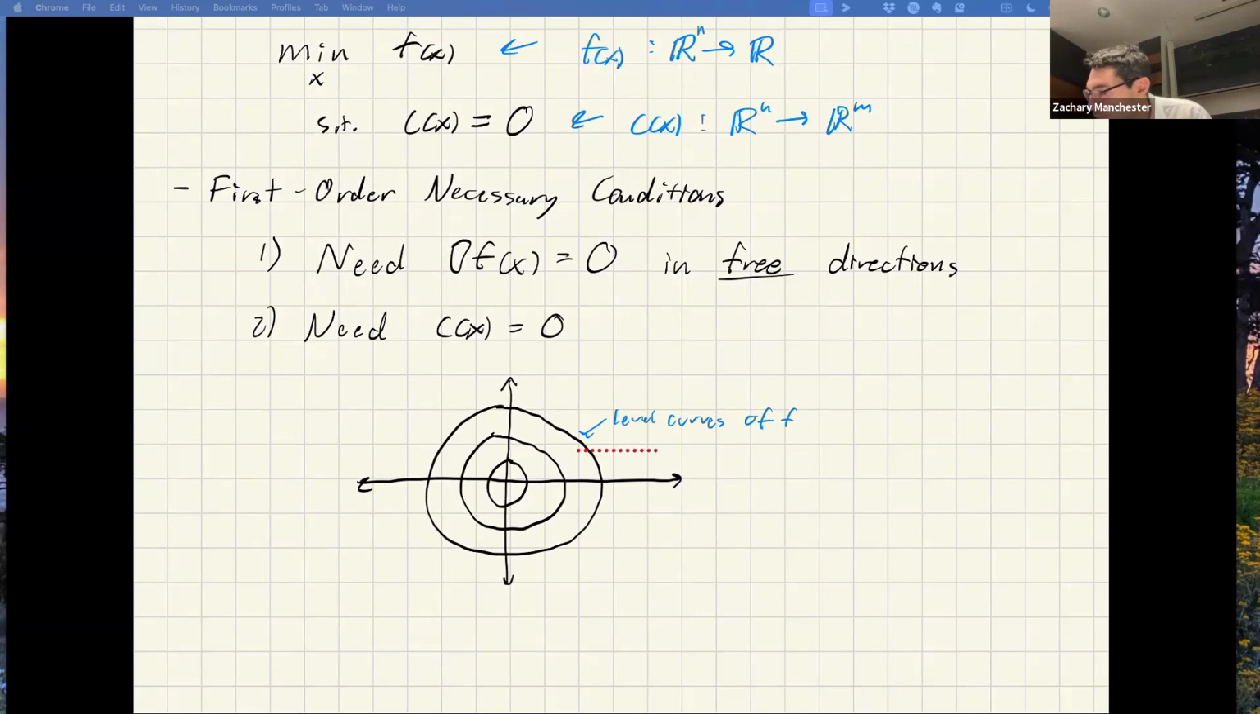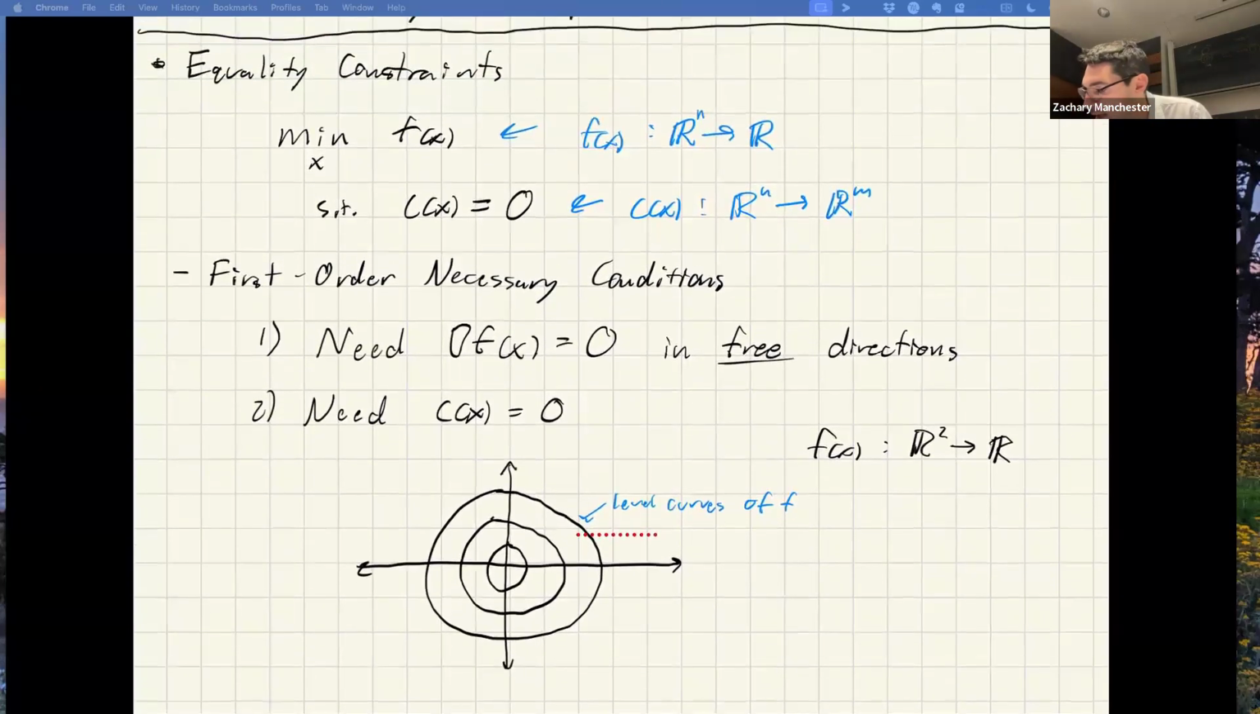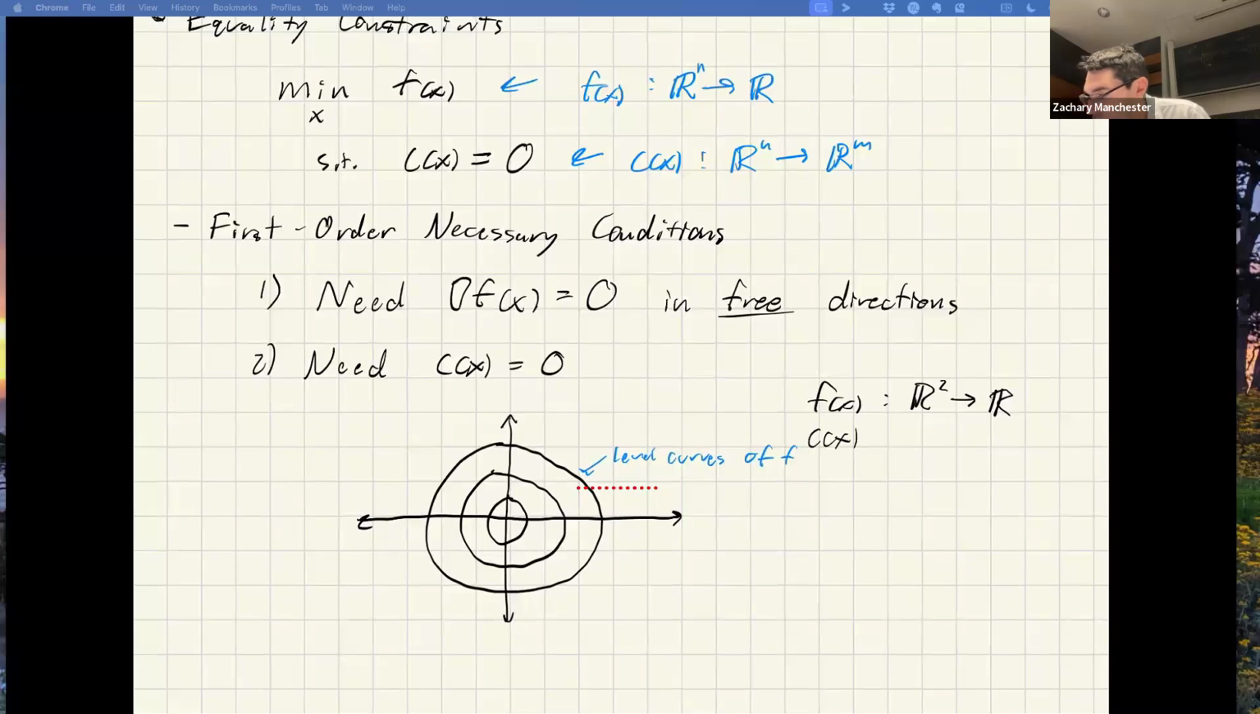And let's say, in this case, we've got an f of x that's in 2D and spits out a scalar, and those are some level curves. And then the c of x is going to be, because I can't draw any higher dimensions, a single scalar constraint. And I'll draw a line for that guy. So let's say my c of x looks like this.